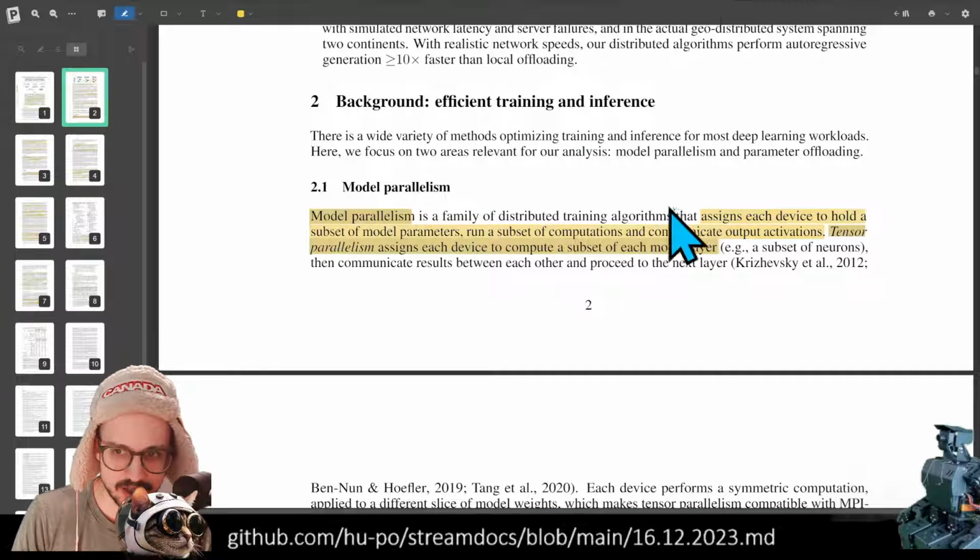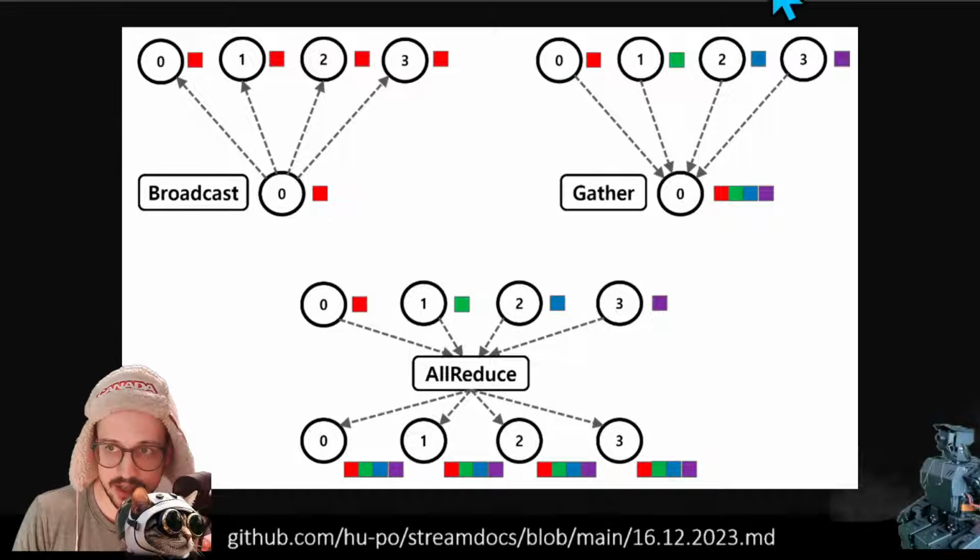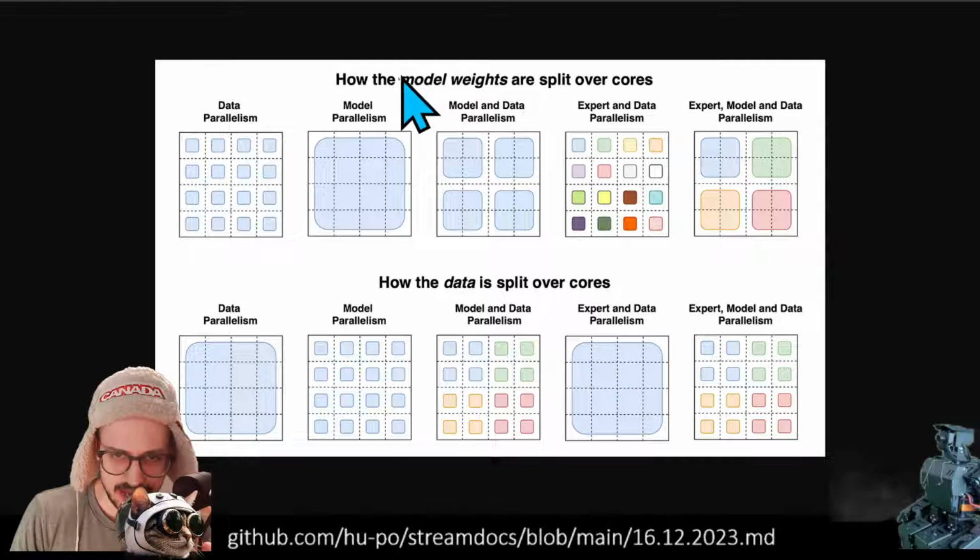So model parallelism assigns each device to hold a subset of the model parameters, run a subset of computations, and communicate the output activation. So I have this diagram here, showing how the model weights are split over cores. Cores here, you could think of as basically GPUs. Each of these little squares here is one GPU. So when you're using model parallelism, think about this blue curved square representing all the different weights that you need for one model.